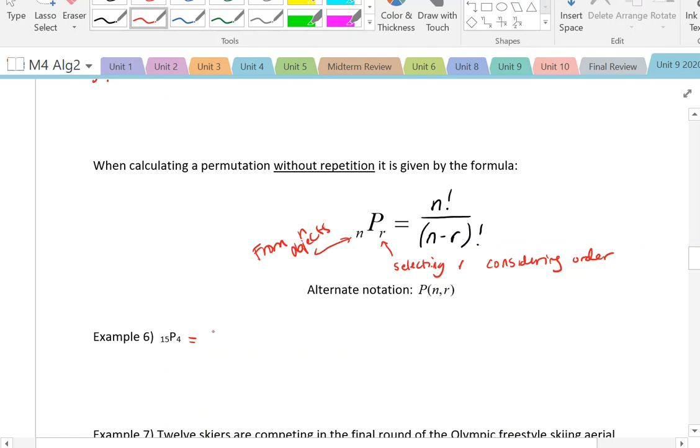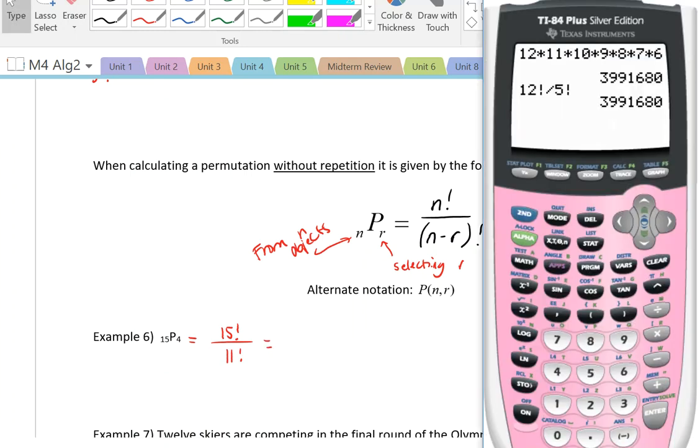So 15P4, just straight computation. 15 minus 4 is 11. Okay, so I have 15 factorial divided by 11 factorial. If you have it typed in already like that, you can do second enter to just copy and paste 15 factorial over 11 factorial.